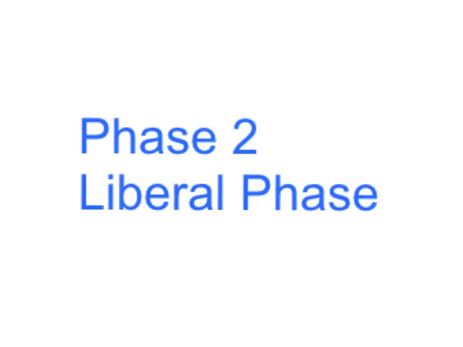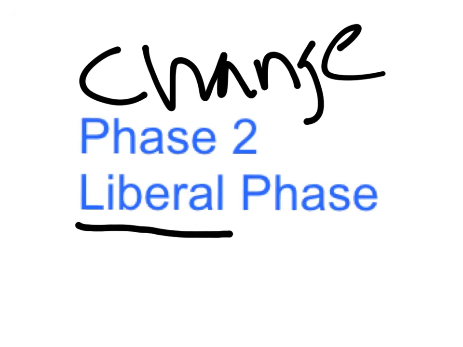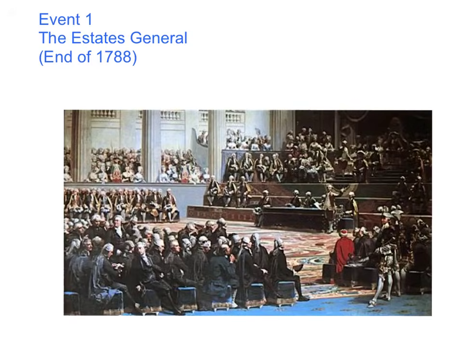This brings us to phase 2, the liberal phase. And liberal means change. This is the phase in which changes are going to happen in France, both politically and socially. This brings us to event 1, the Estates General.